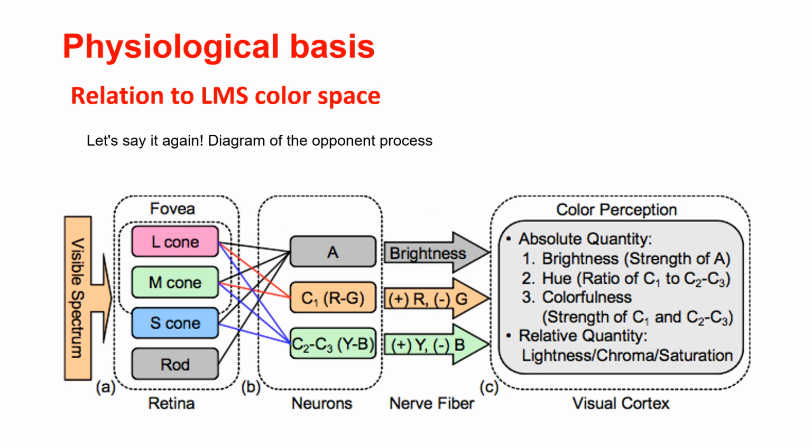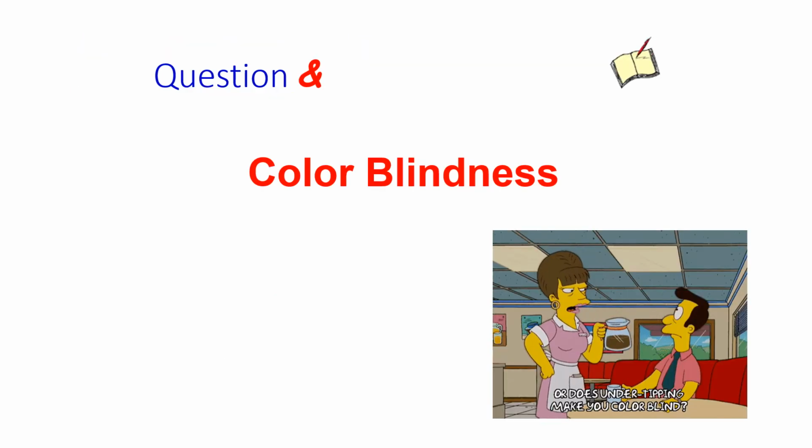Diagram of the opponent process. To calculate the opponent process tristimulus values from the LMS color space, the cone excitations must be compared. The luminous opponent channel is equal to the sum of all three cone cells, plus the rod cells in some conditions. The red-green opponent channel is equal to the difference of the L and M cones. The blue-yellow opponent channel is equal to the difference of the S cone and the sum of the L and M cones.